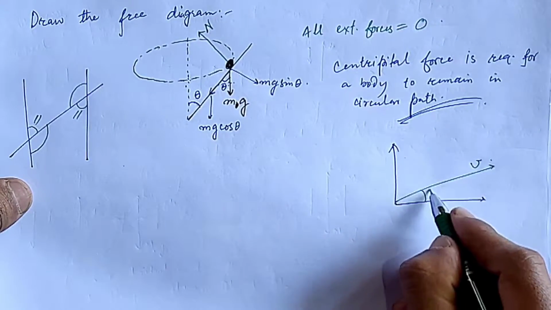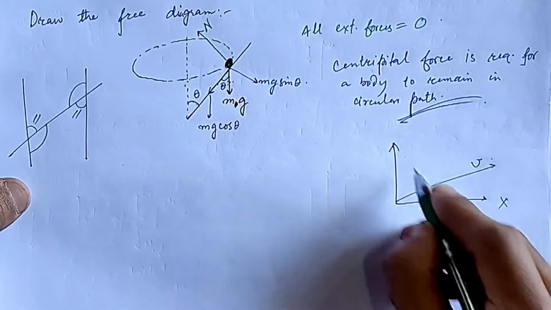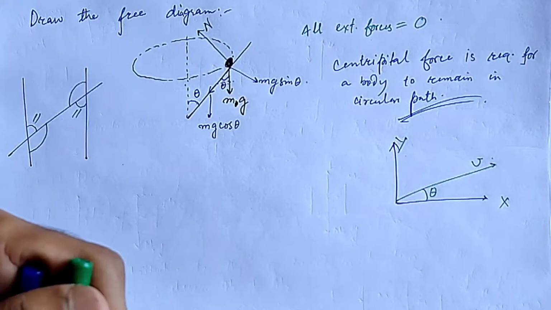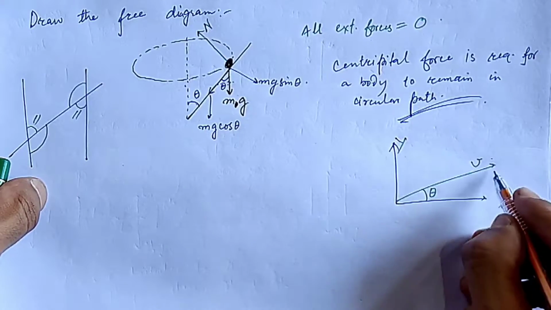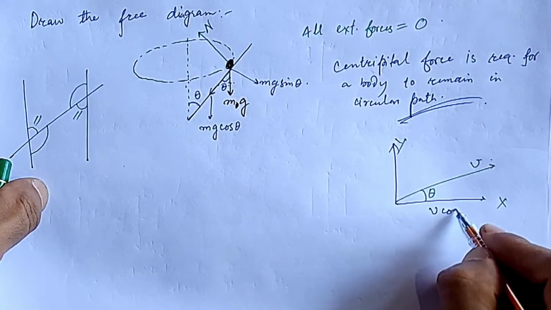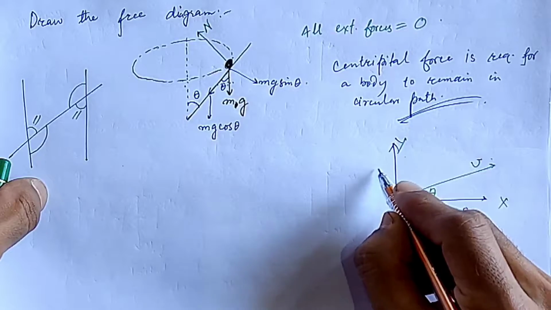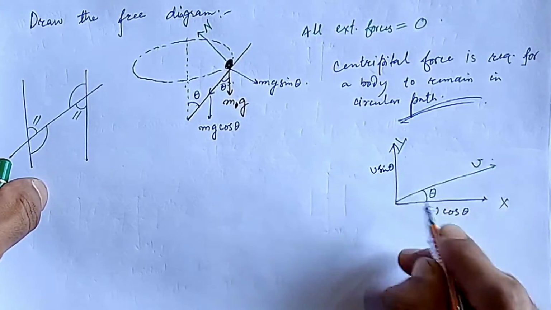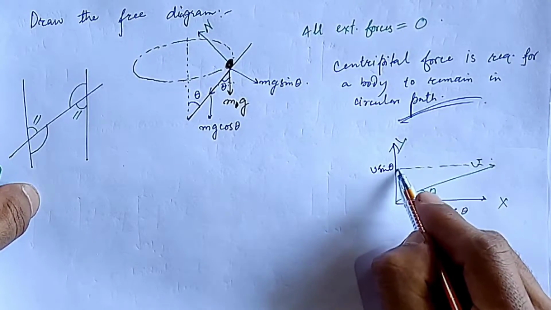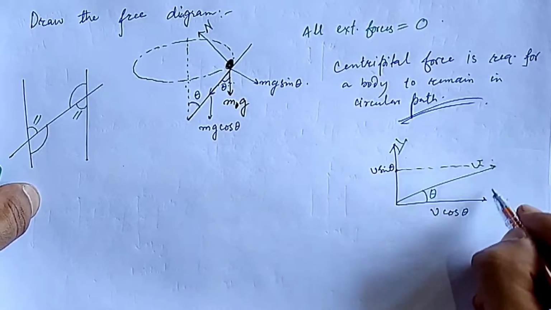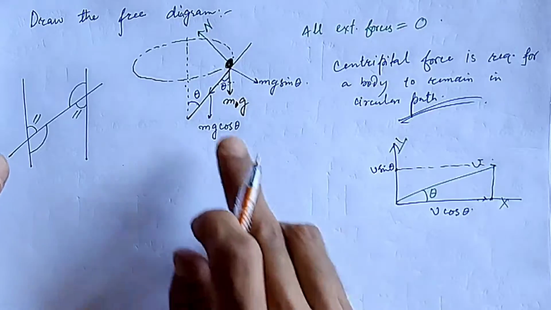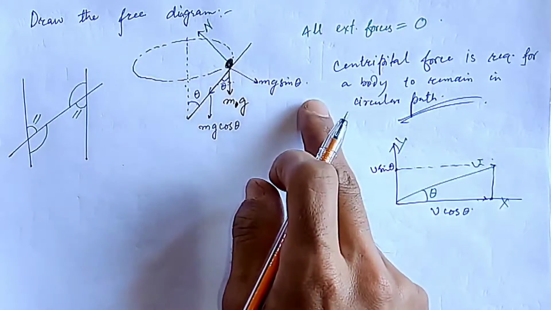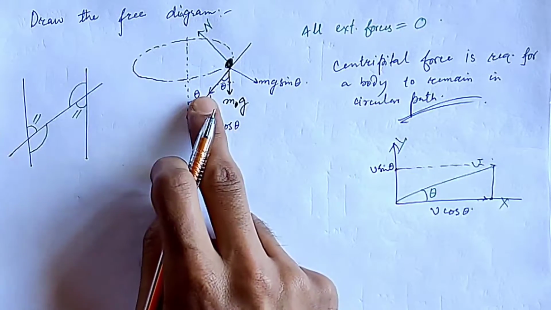And this is making an angle theta with this axis, say this x component is y. Then along this very axis the projection of the vector will be v cosine of theta, and along the y-axis it will be v sine of theta. So this will be the v sine of theta, and this will be the v cosine of theta. Similarly here, mg sine of theta along this axis, mg cosine of theta along this axis.